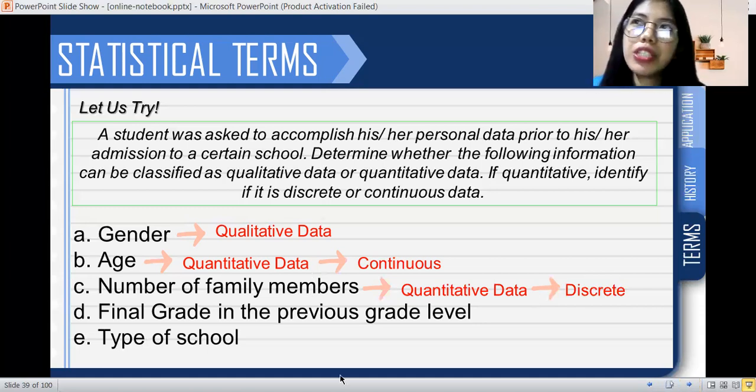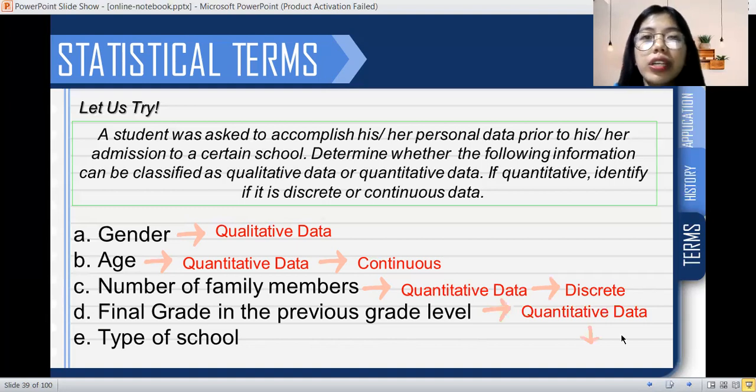Bakit, ma'am? Bakit po discrete? Dahil sa number of family members, hindi naman natin siya masasabi na meron bang kalahating tao? Hindi naman natin siya masasabing 7.5 yung number of family members natin. So again, dapat whole number lang siya when we are talking about discrete. So, ayan po. And we also have the final grade in the previous grade level. It is still quantitative data and for this time, it is a continuous data.